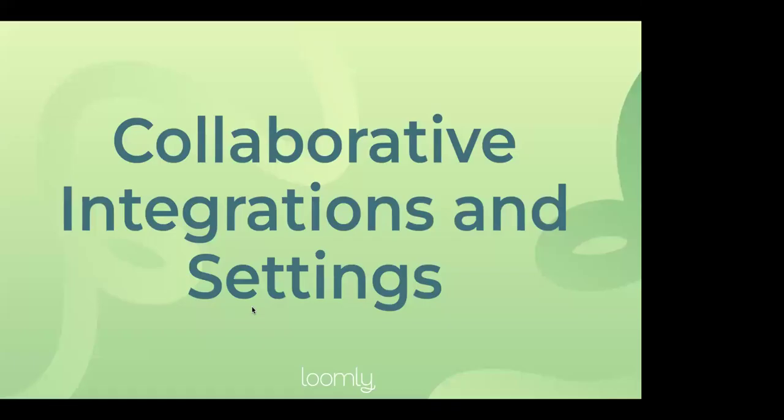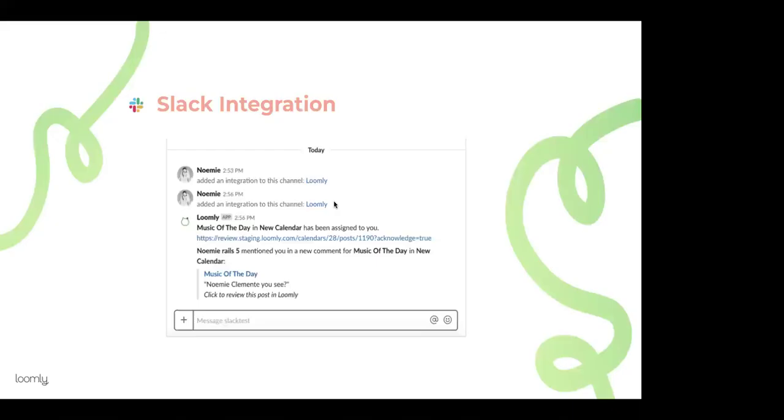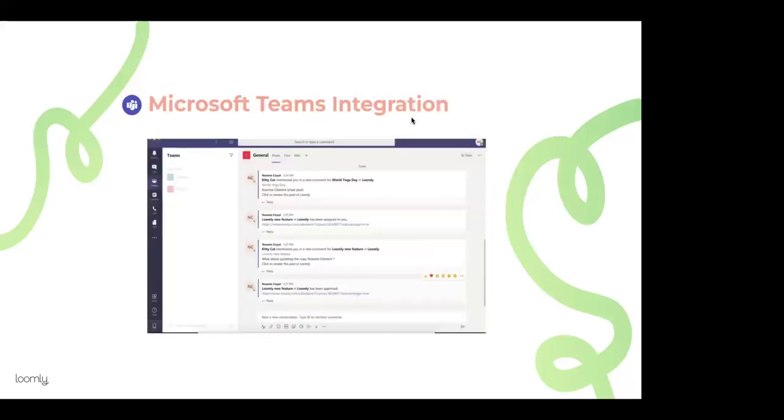Now we can take a deeper look at our advanced collaboration integrations. Our Slack integration is extremely helpful as you can receive Loomly's notifications in any private or public channel. You can even get direct messages to yourself. That way you never miss a beat on any updates. You can also do the same with Microsoft Teams. You can receive all your notifications in a workspace.